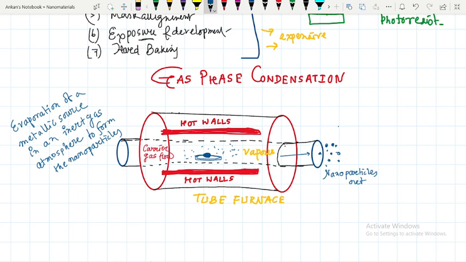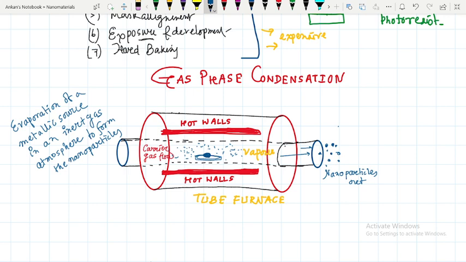So here a tube furnace is used. At first it helps in the vaporization of the substrate, which then forms smaller clusters, and then in these smaller clusters the hot walls help to employ the coagulation process, which forms the nanoparticles, which are then collected at the end of the furnace.